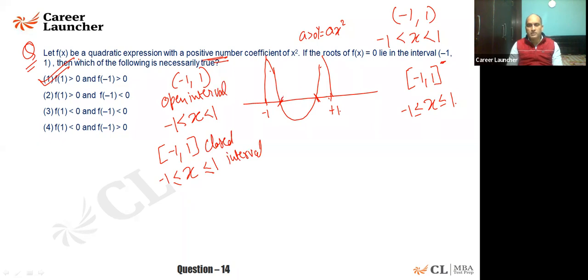So I know the root is lying between -1 and +1. I don't know where they lie, but one thing is clear: both the roots are greater than -1 and less than +1. So if you look at it, at -1 it should be positive. At +1 also, if you expand this, it will come out to be positive. That is the reason why I marked the first as my option. And you already know that the coefficient of x square is positive, so the parabola has to form in the upward direction.